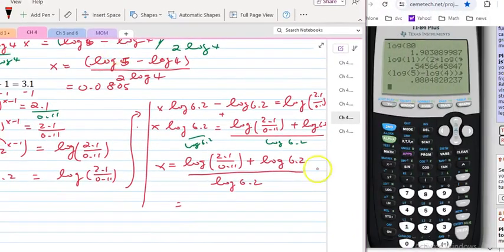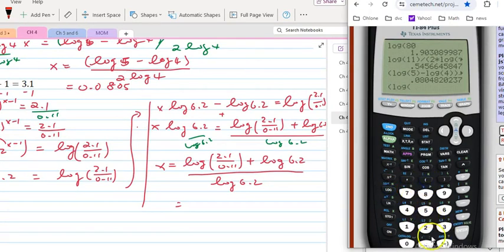Let's put it like this so you can see it nicer. So always do parentheses. Log, and then this is 2.1 divided by 0.11, then plus log 6.2, close the parentheses, and close again. Now divided by, just in case, log 6.2. The answer is 2.6164.